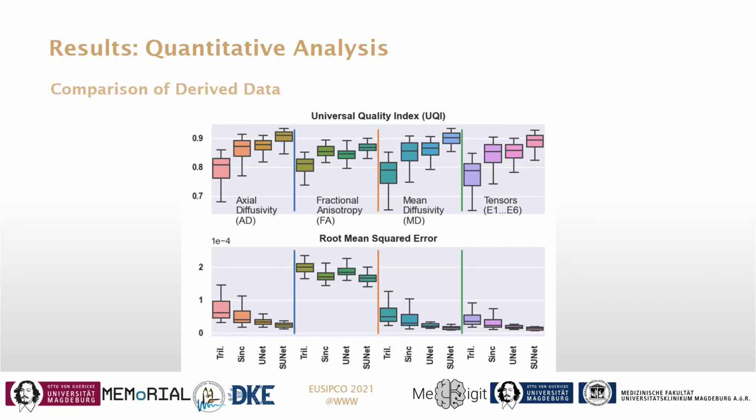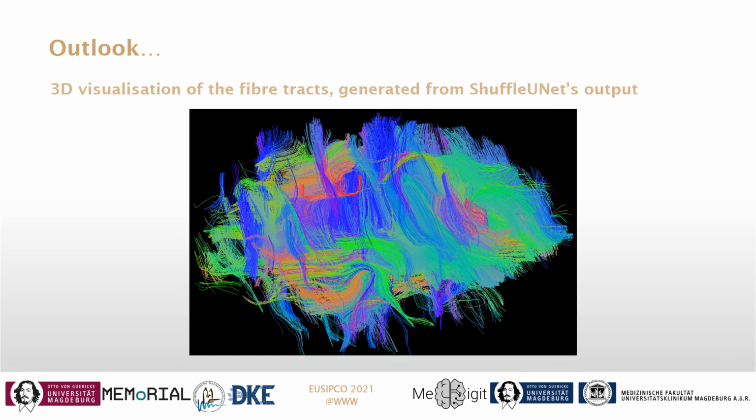We also compared quantitatively the derived data obtained from the various methods against the derived data obtained from the ground truth using the universal quality index and the root mean square error. It can be observed that the ShuffleUNet performed better than the UNet model or the interpolation methods for all the different types of derived data. The derived data can then be used to generate 3D visualization of the fibre tracts. Here's an example of the generated fibre tracts from an output of ShuffleUNet.